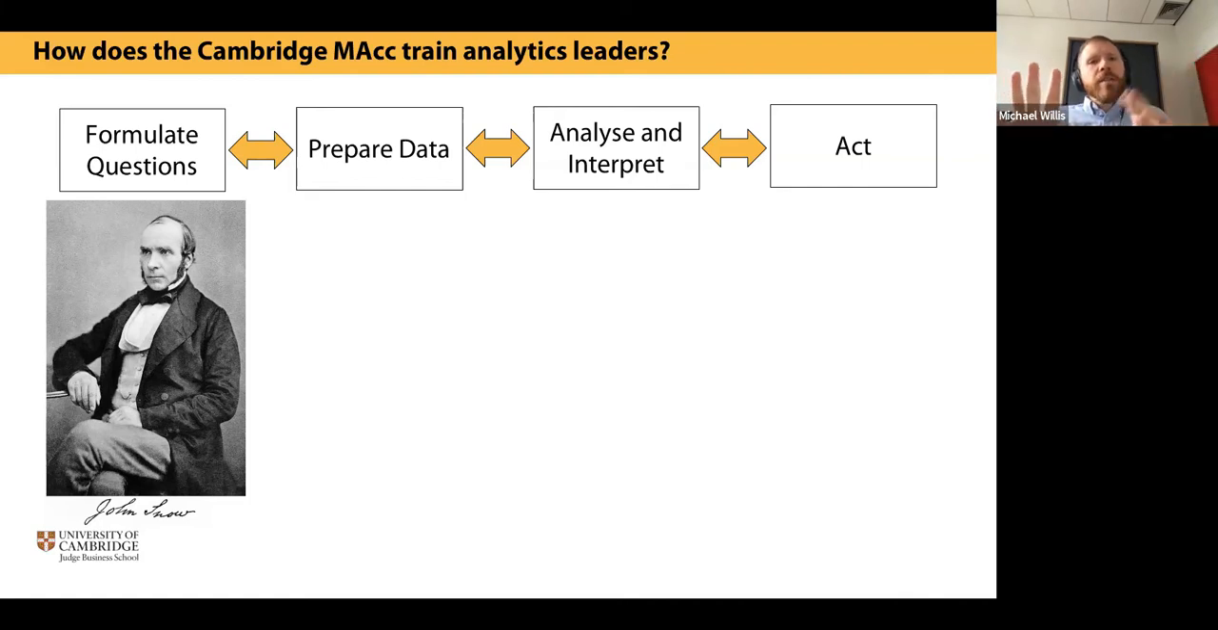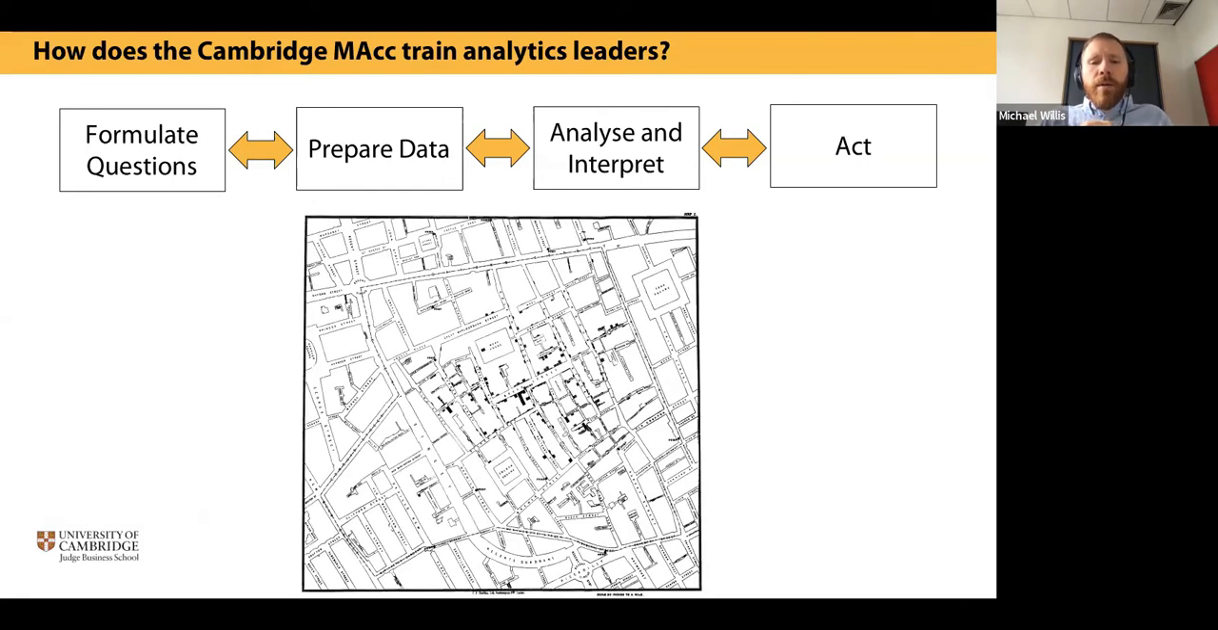Dr. Snow wasn't sure about this and thought that there might be an alternative explanation for why people get cholera. So that was his question. Why are people getting cholera? So he prepared some data. He went out and gathered data, canvassing the area of Soho, going around to people's homes and asking, have there been any cholera infections in your home? So he went all over the Soho area.